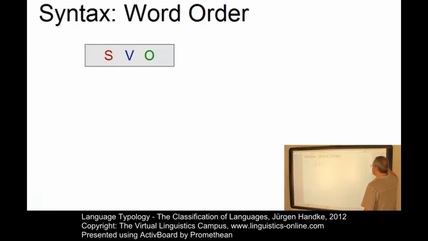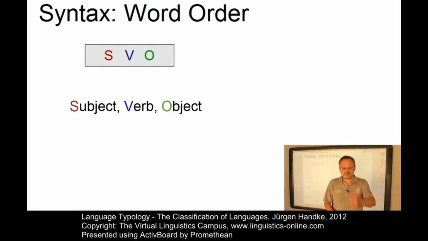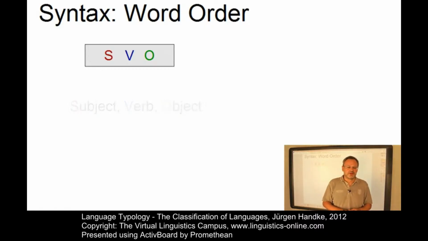Let us now look at the second parameter, the syntactic parameter of word order. The order of the functional constituents of clause structure, that is, subject, verb, and object, has been made into the second, or maybe even the first, most important typological parameter along which languages can be classified. This provides us with 6 theoretically possible word order types.